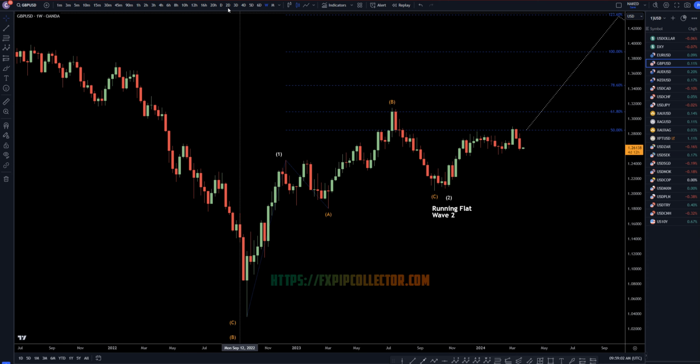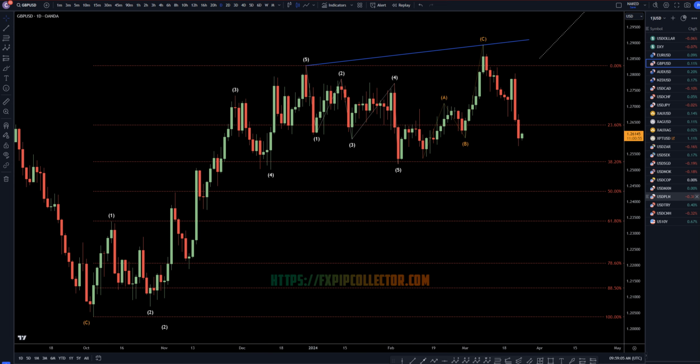So let's take it down to the daily time frame. On the daily time frame, I think that this first move up, the five-wave trend to the upside, is most likely a 1. I think this is a 1, 2, 3, 4, 5 leading diagonal wave A. I think this is a 1, 2, 3 pattern to the upside, which I think is a wave B.